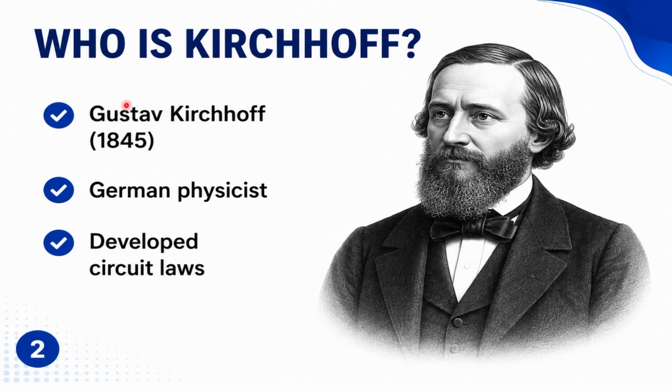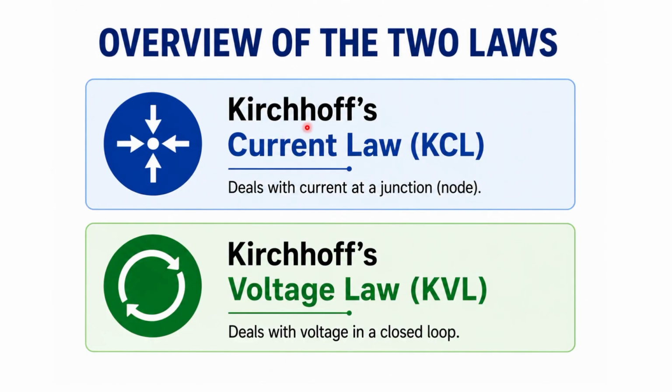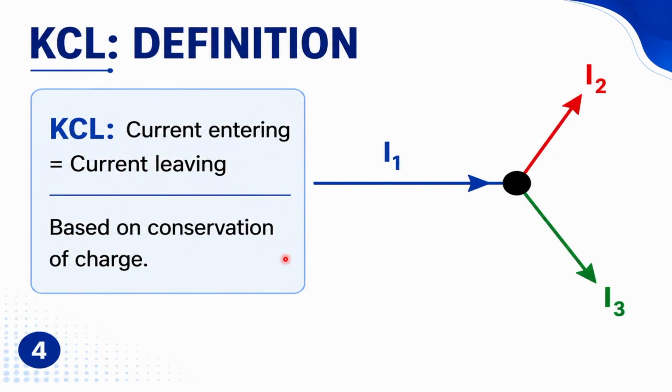Okay, so who is Kirchhoff? Gustav Kirchhoff was a German physicist and he developed these laws. So we're going to look at the laws real quick. Kirchhoff's current law deals with current at a junction or a node, and Kirchhoff's voltage law deals with voltage in a closed loop.